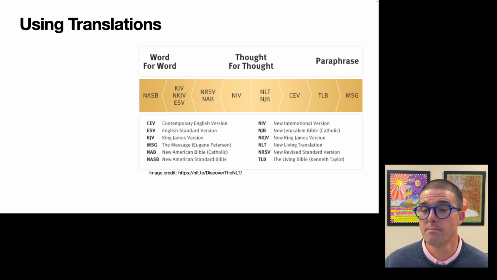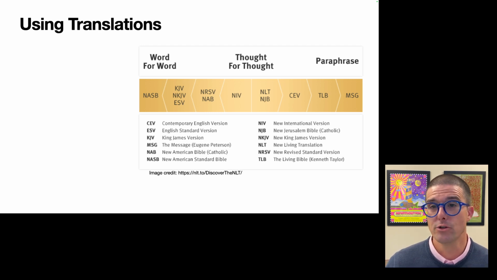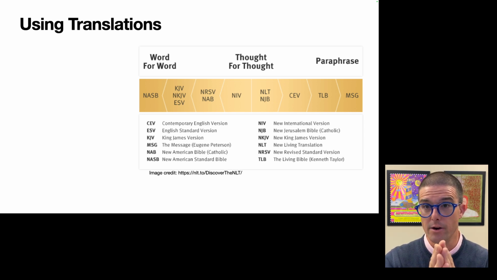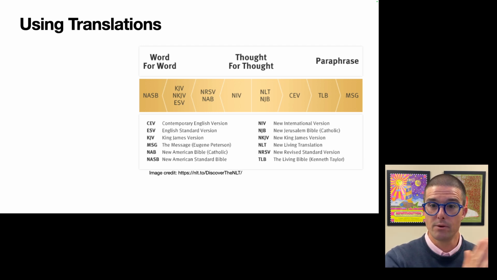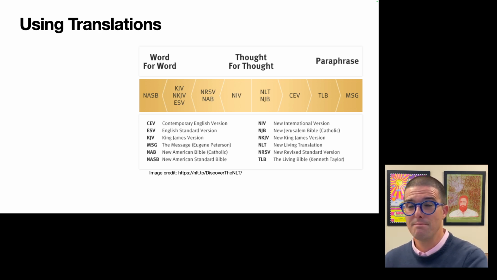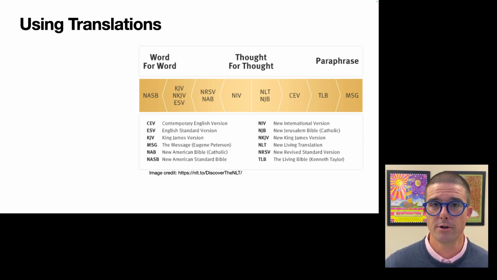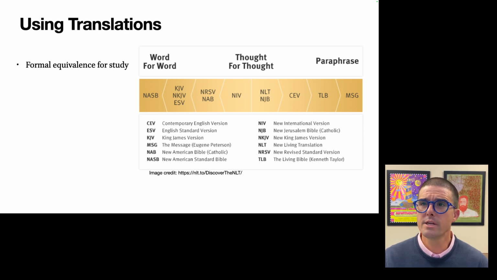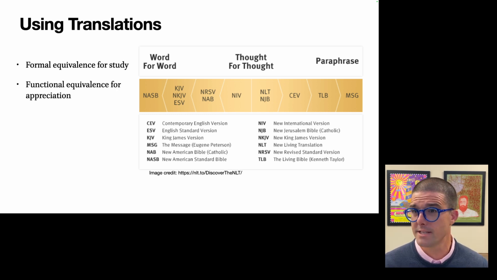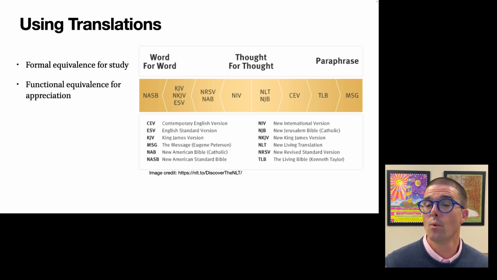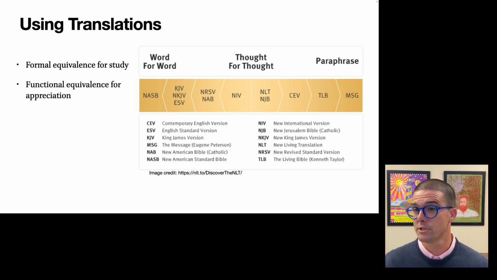Because this is a spectrum, of course, you have things in the middle. Things like the NIV and the Jerusalem Bible are going to be a bit more moderate in their approach, not being strictly word for word and not being strictly idea for idea, but standing right in the middle. And so the general advice that you'll hear from most people is that formal equivalence is best for studying, for doing interpretation, whereas functional equivalence is best for appreciation or for personal edification.